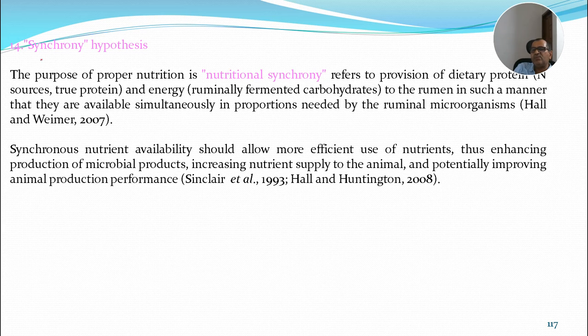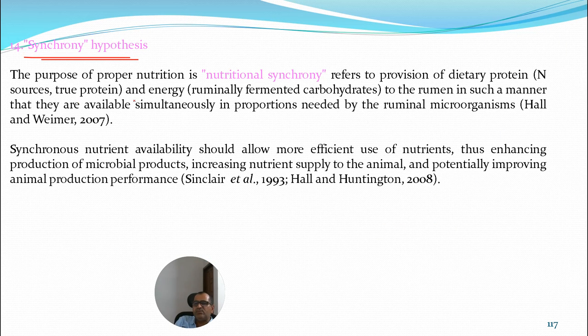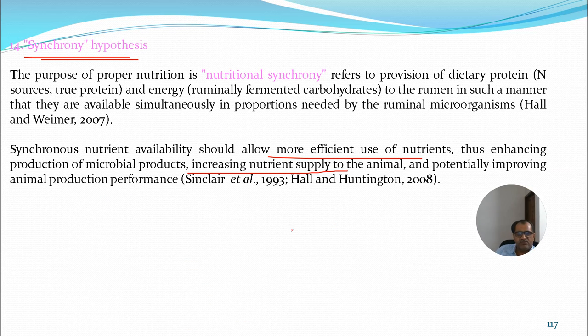Then the synchrony hypothesis is one of the hypotheses. That is called the purpose of proper nutrition: nutritional synchrony refers to the provision of dietary protein sources, true protein, and energy, ruminally fermented carbohydrates, to the rumen in such a manner that they are available to the ruminants. Synchronous nutrient availability should allow more efficient use in the intestine, thus enhancing the production of microbial products and increasing nutrient supply to the animals also.